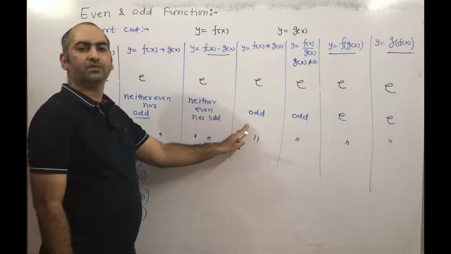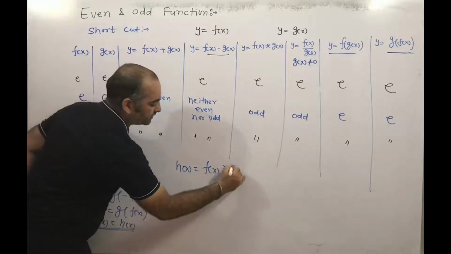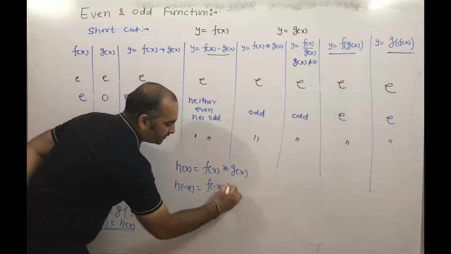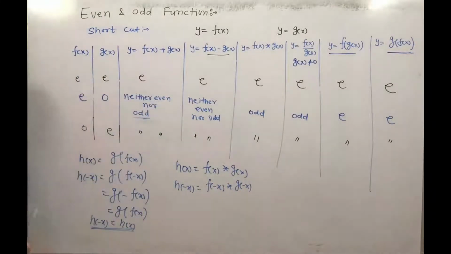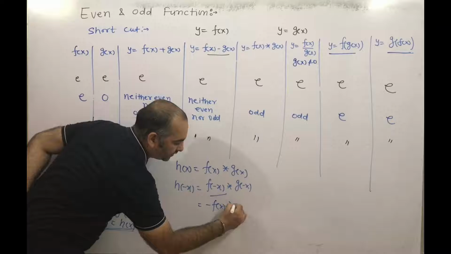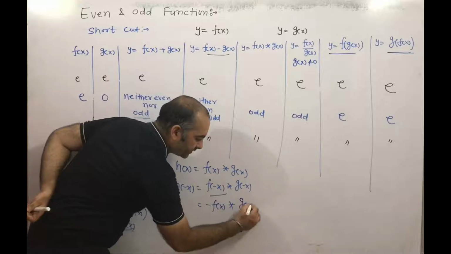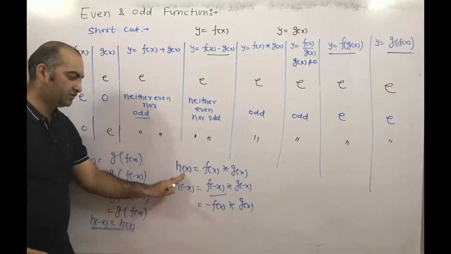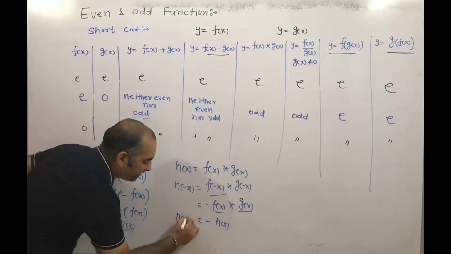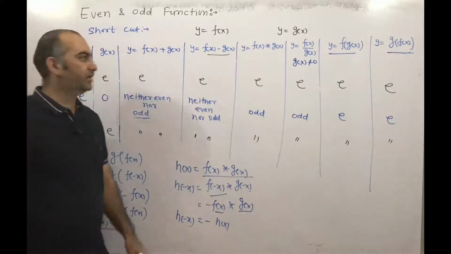Similarly, you can check this one also. Here we take h(x) = f(x) into g(x). So what is h(-x)? It is f(-x) into g(-x). Here f(x) is an odd function, so f(-x) we can write as -f(x) into g(-x). g(x) is an even function, so g(-x) we can write as g(x). So f(x) into g(x) is h(x), and the minus stays outside. So you can see h(-x) = -h(x). That means this function is an odd function. So here we wrote odd function.